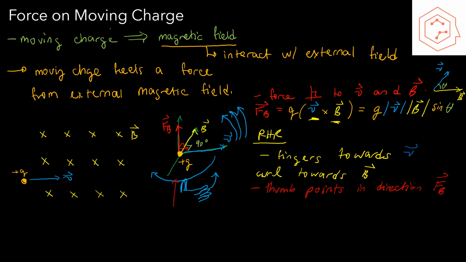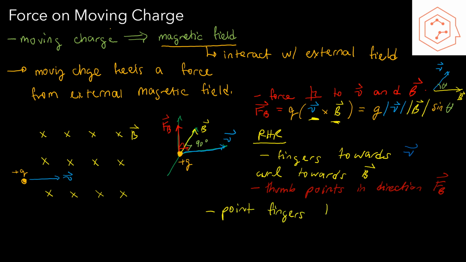Now the second right-hand rule, which most people prefer, so we'll just erase this. The second right-hand rule is to point your fingers. This is going to be the opposite. So we're going to point our fingers towards the magnetic field. And then we're going to point our thumb in the direction of the velocity.